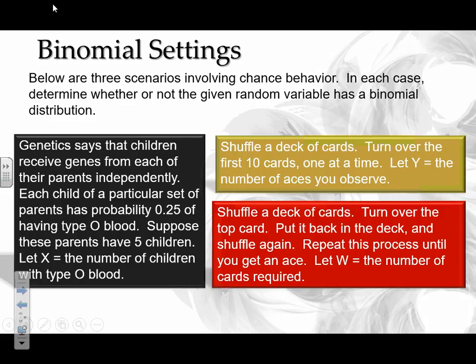How about this one? Shuffle a deck of cards. Turn over the top card, put it back in the deck, shuffle again. Repeat this process until you get an ace. And let W be the number of cards required to accomplish this feat.